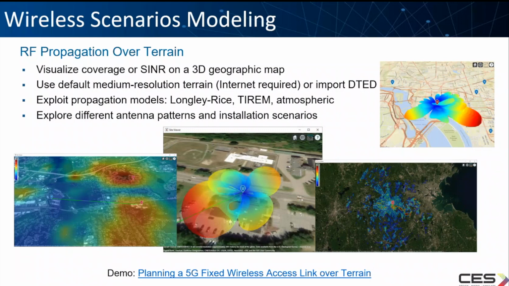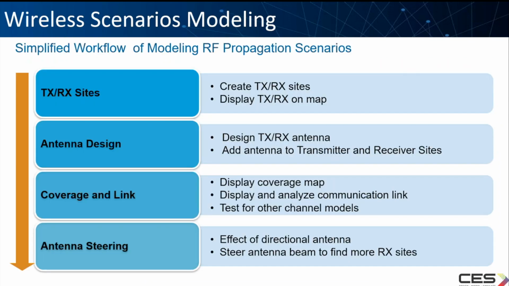We can use the default medium resolution, or we can import our digital terrain data and use it to model this RF propagation. We can also explore different antenna patterns. We change the antenna design, and we test the communication link and the coverage performance. A simplified workflow for modeling RF propagation starts with creating transmitters and receivers. Then we design the antenna. When we say design the antenna, we can design it interactively using the app that I showed before, or we can write the code if you would like to.